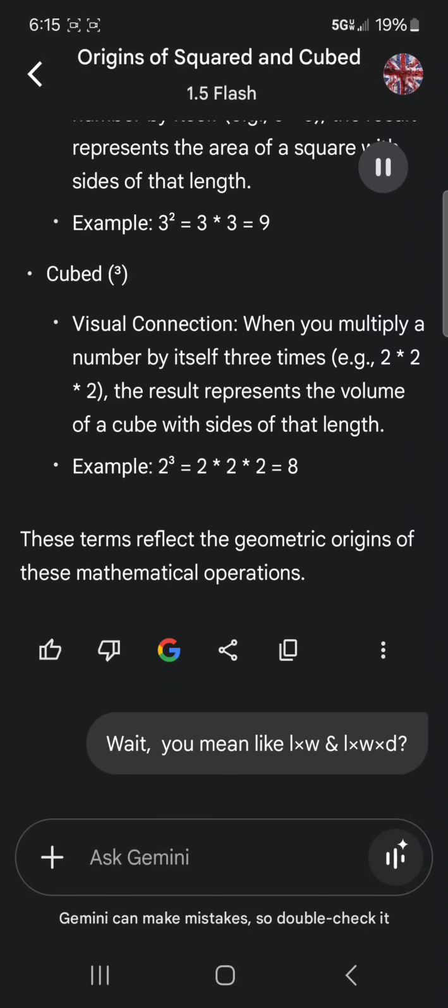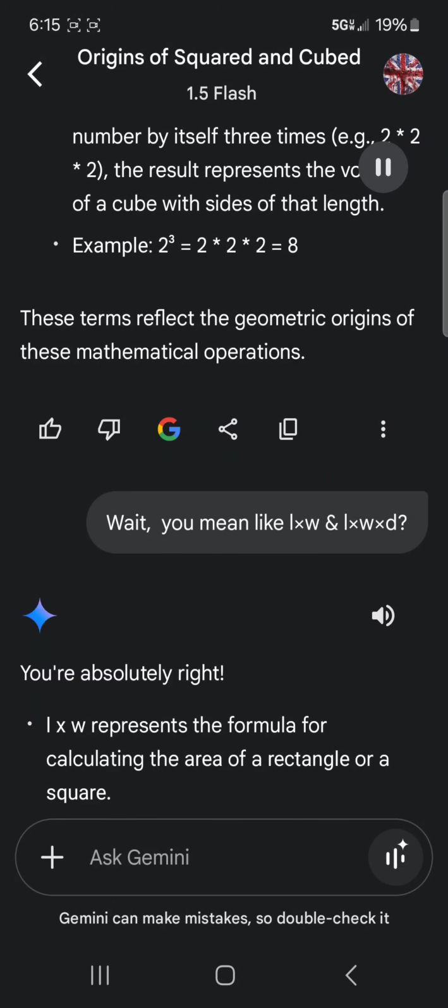Cubed. Visual connection: when you multiply a number by itself 3 times, e.g. 2 times 2 times 2, the result represents the volume of a cube with sides of that length. Example: 2 to the power of 3 equals 2 times 2 times 2 equals 8. These terms reflect the geometric origins of these mathematical operations.